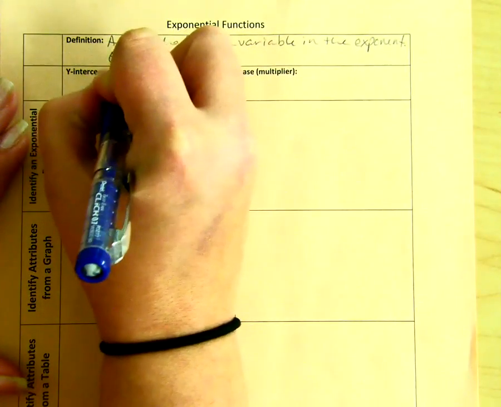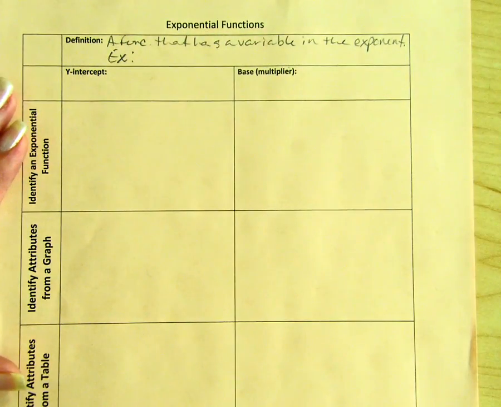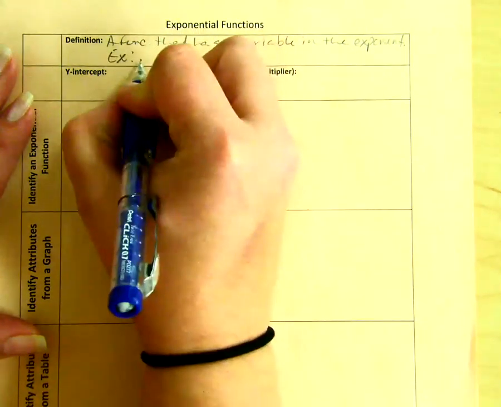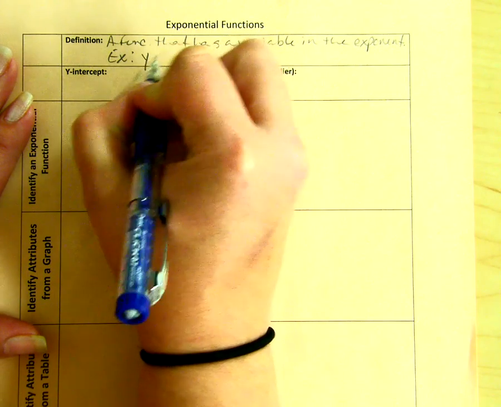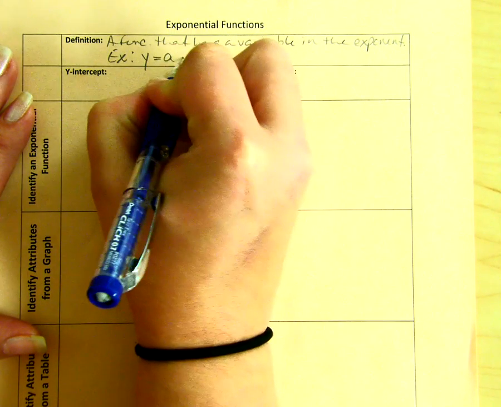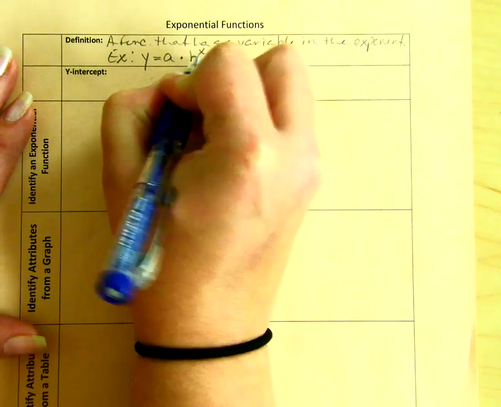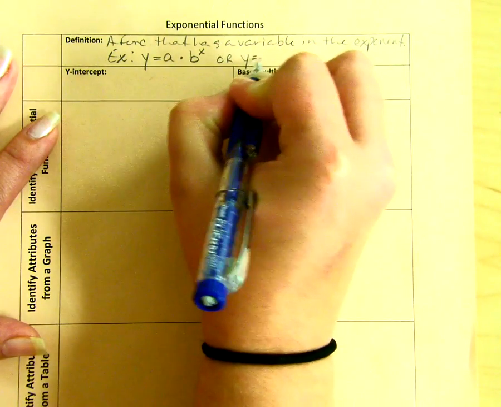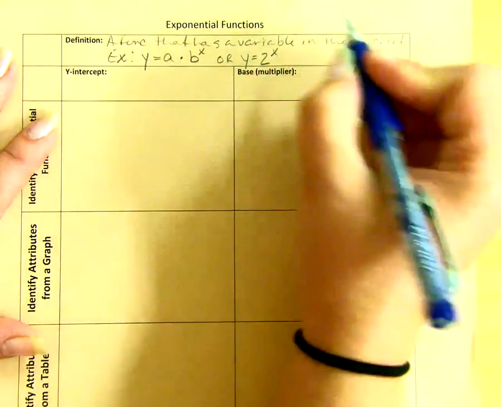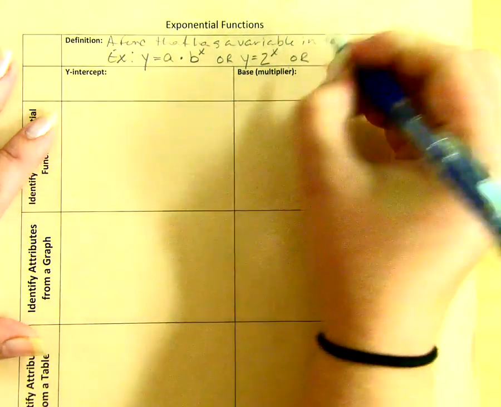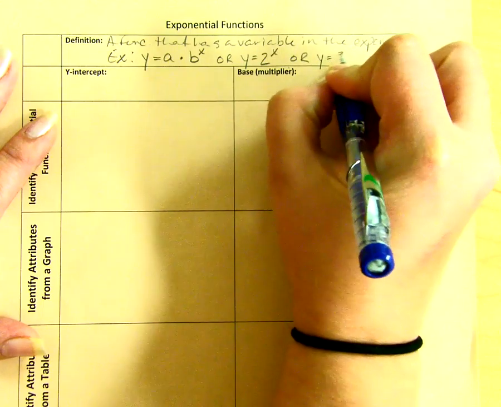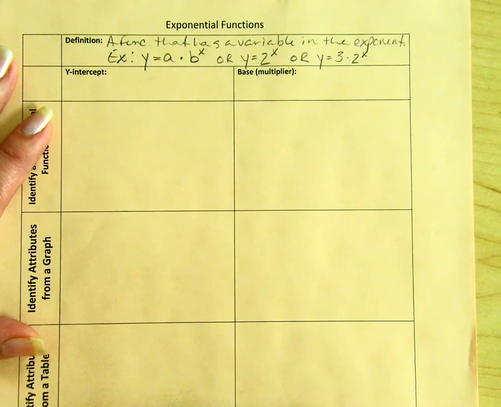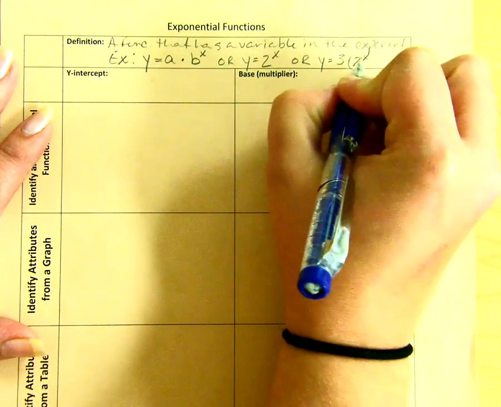An example of this would be y equals a times b raised to the x power, or y equals 2 to the x power, or another example could be y equals 3 times 2 to the x power. I personally would put this in parentheses like this.